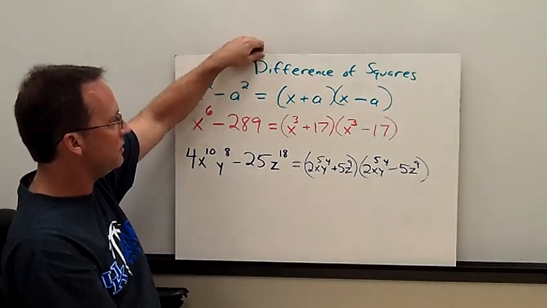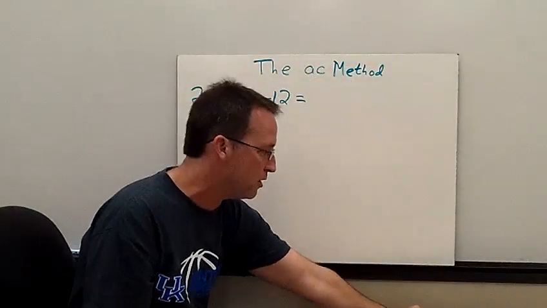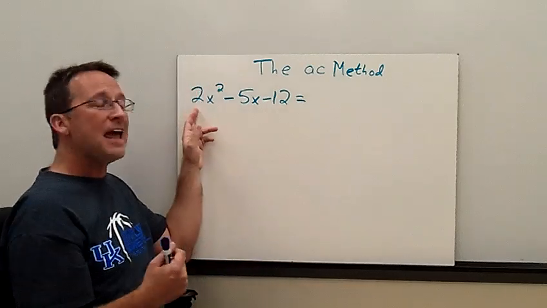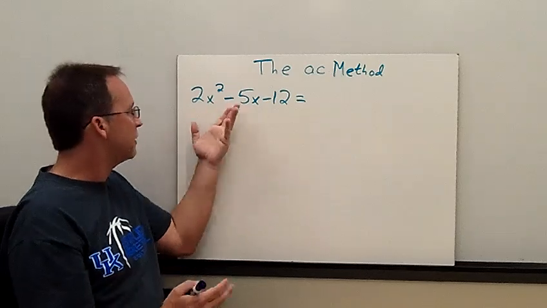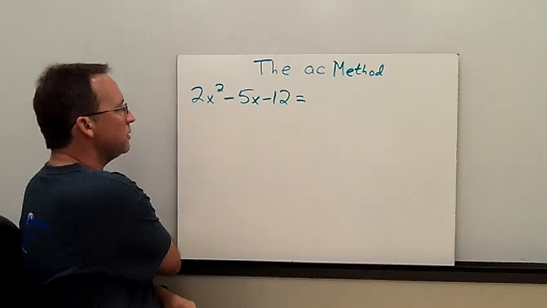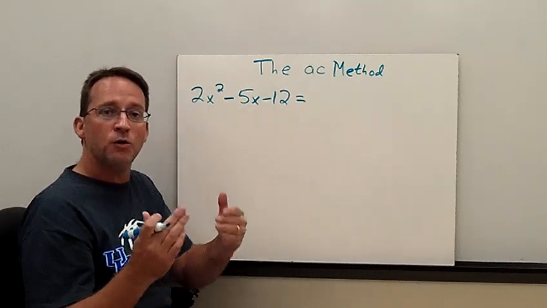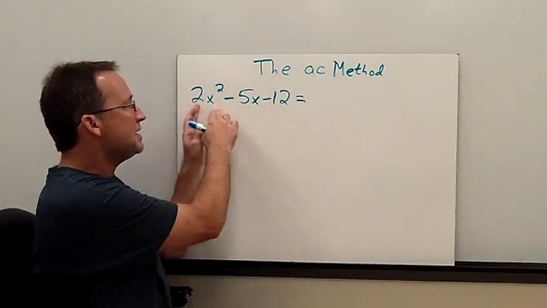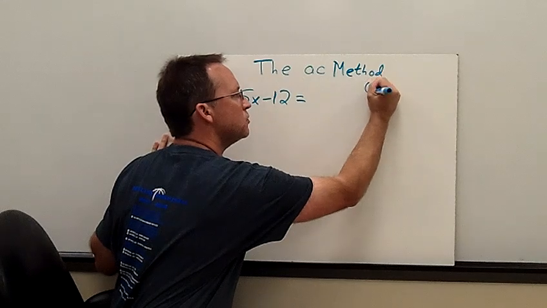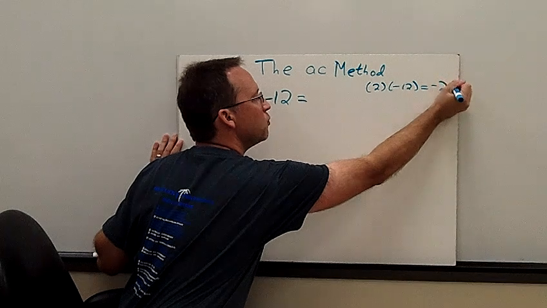And the grand finale, the thing that many of you have talked about needing a little refresher on, and this is this AC method. We use the AC method when there's an A value different than 1. So I've got 2x squared minus 5x minus 12 here. Here's how we learned how to factor this last year. It's called the AC method because you start by doing A times C. Well, A is 2 and C is negative 12. So over here, I'm going to say I got 2 times a negative 12. That gives me a negative 24.